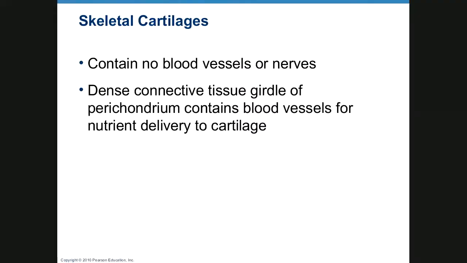Hello, we're going to talk about skeletal cartilages as well as bone. Now, in skeletal cartilages, there are no blood vessels or nerves. They do have a dense connective tissue, the perichondrium, that contains blood vessels for nutrient delivery to the cartilage.